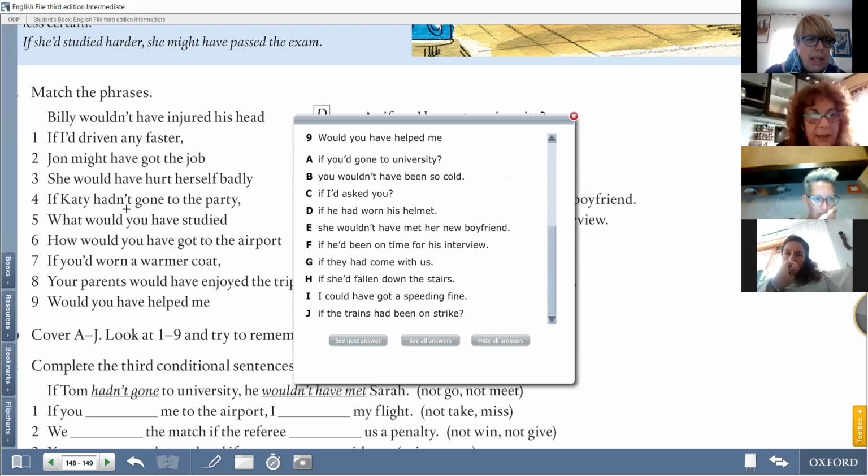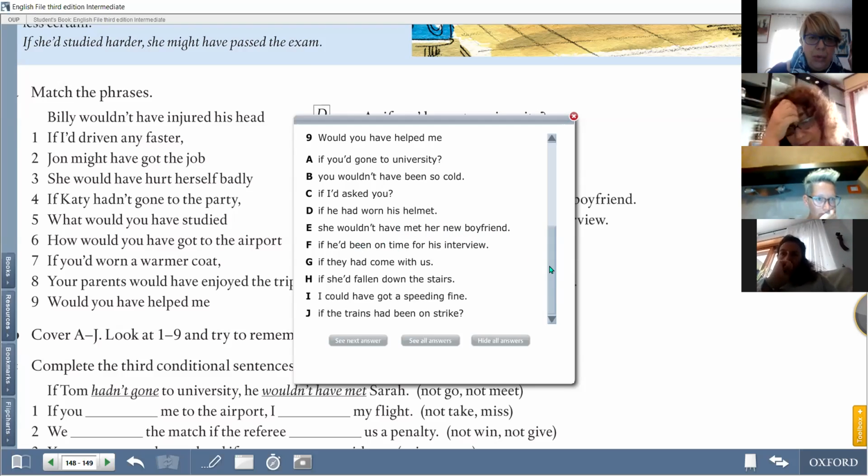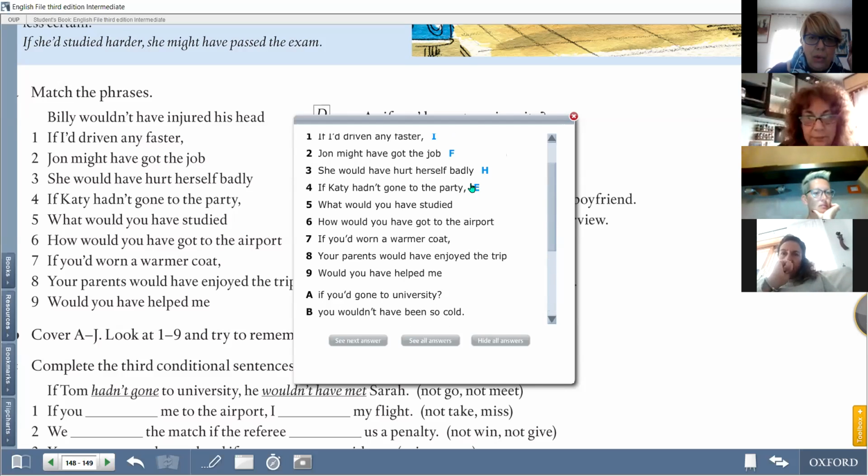If Katie hadn't gone to the party, she wouldn't have met her new boyfriend. She wouldn't have met a new boyfriend. Yes. E, of course.